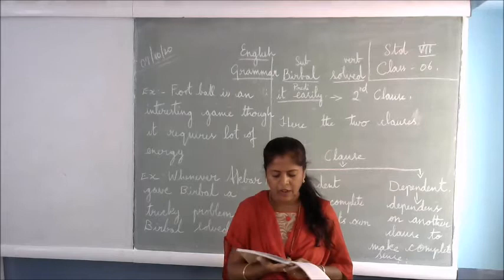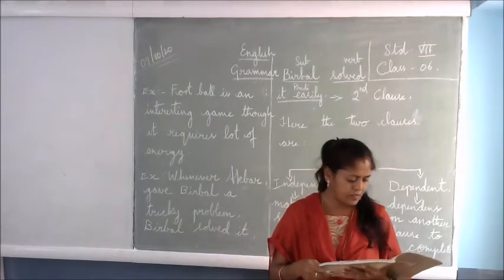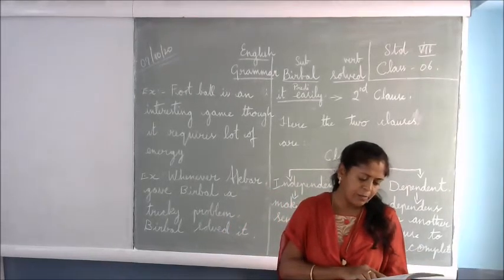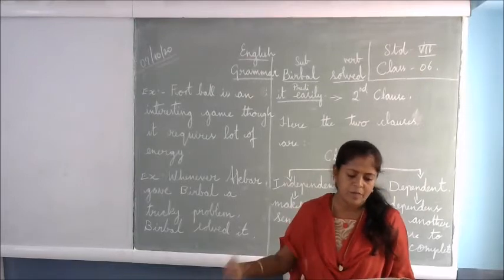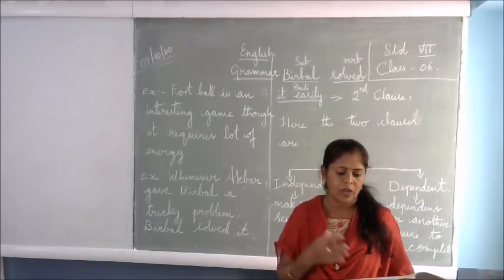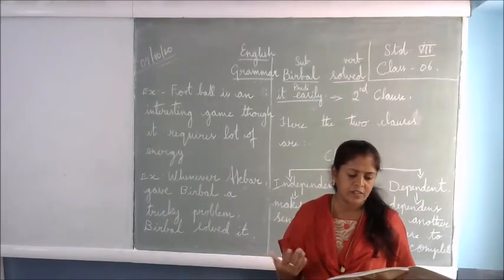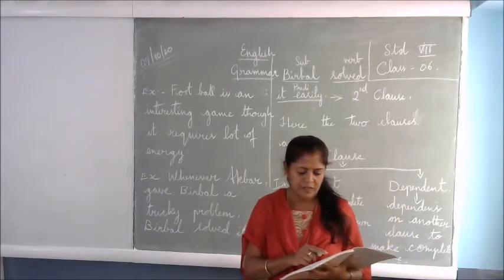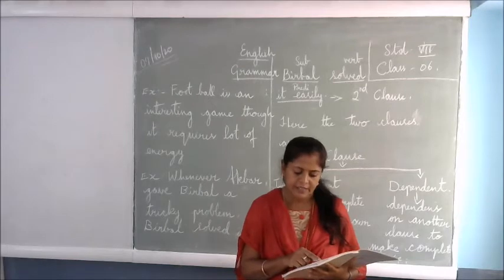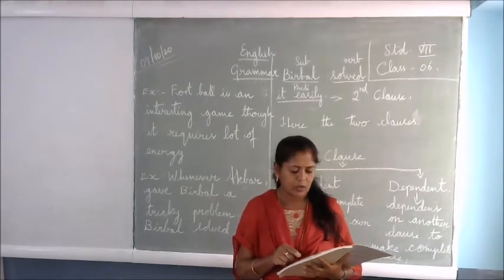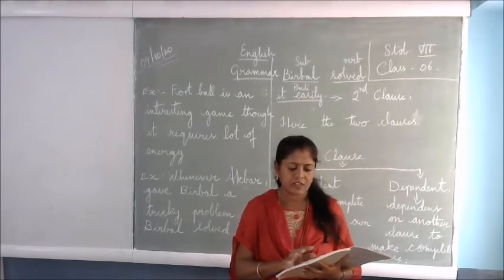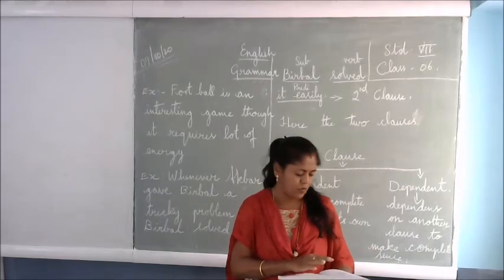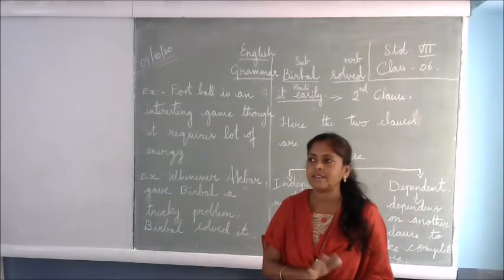Got it, children? Now take the B column. Expand the 5 clauses to form sentences of your own. You have to make 5 sentences. So read the clauses in the 2 columns. The clauses in bold print are sentences. The clauses in normal print are not sentences. So you read these 2 and make a sentence.